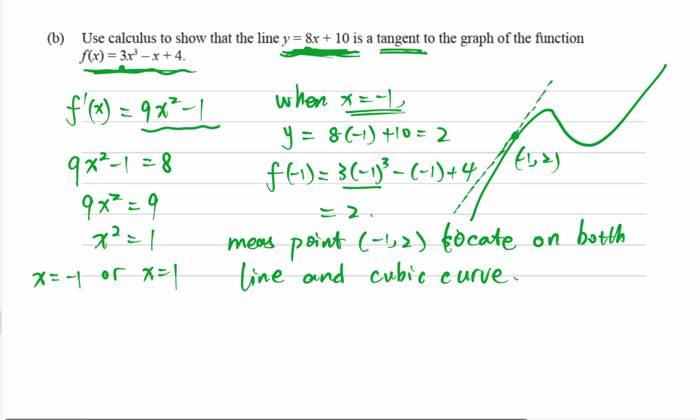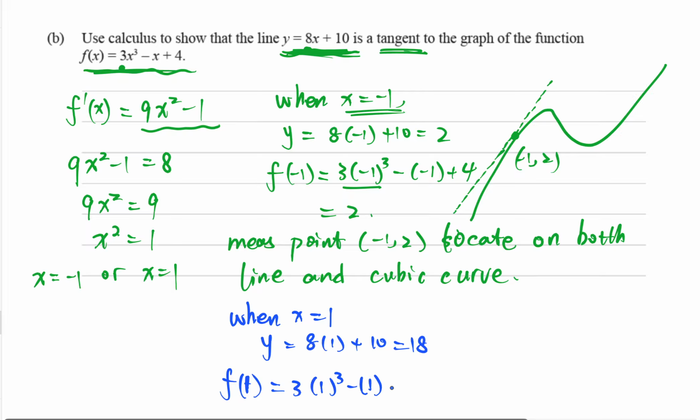Let's check the other point; I will change the color. When x equals 1 and I put it into the line equation, 8 times 1 plus 10 is 18. When I put it into the curve function, f of 1 equals 3 times 1 cubed minus 1 plus 4. 3 minus 1 is 2, 2 plus 4 is 6. See, they are different. So that doesn't make sense.